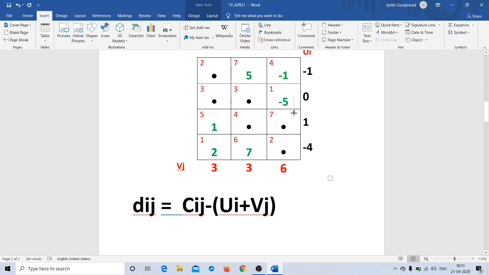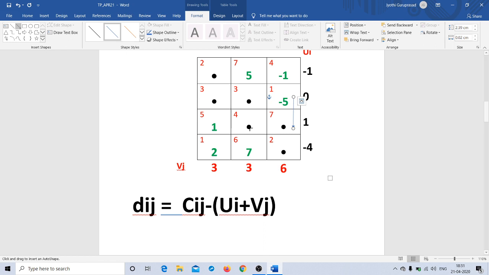From there I am going to draw a loop. So I come to this particular place. From there I will go to this particular place. Now when I turn here, this is a cell where allocation is made. So I come here and I take a turn here. So this is also a cell where allocation is made. So from here I go to the upper cell.